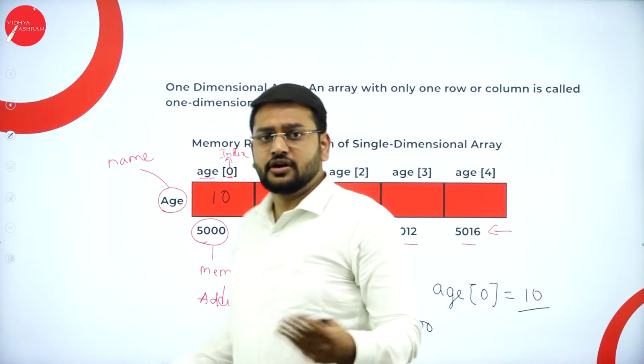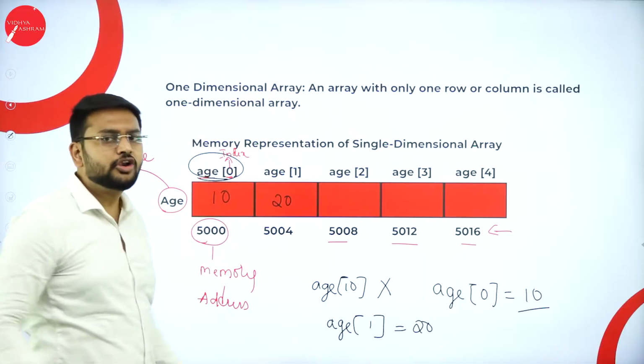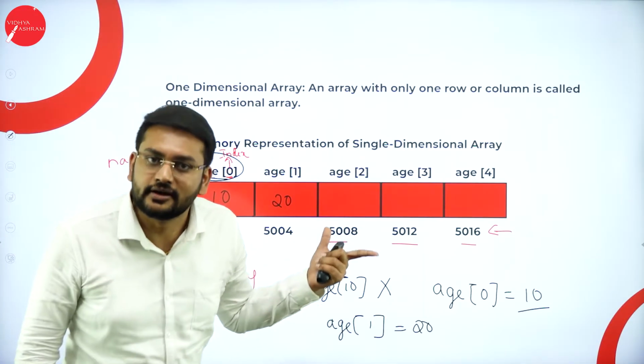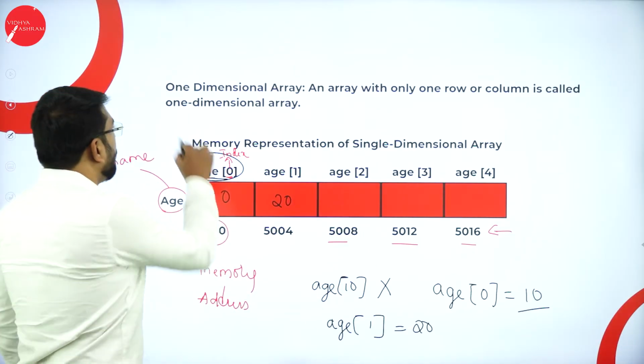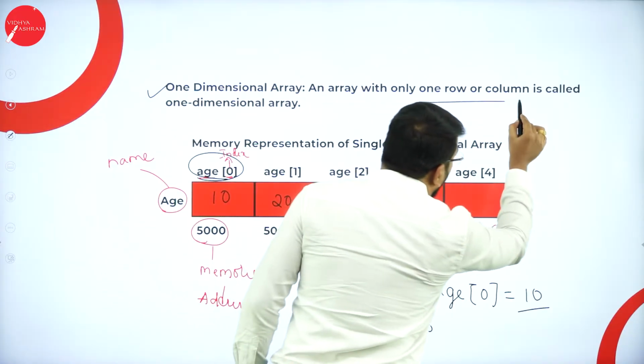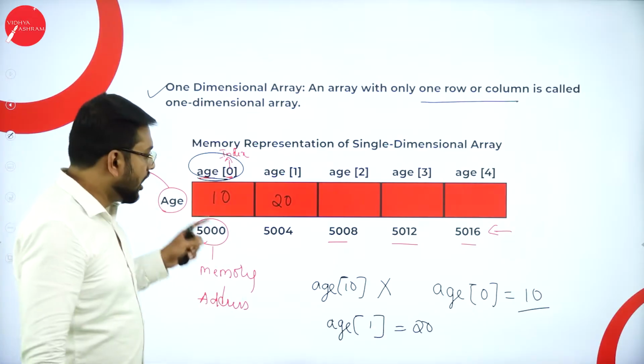Sir, you spoke about the name. You spoke about the index. But you did not mention, how do I get to know if this is a one-dimensional array, sir? So please listen to me. An array with only one row or column is what I will call a one-dimensional array. How many rows do you have?